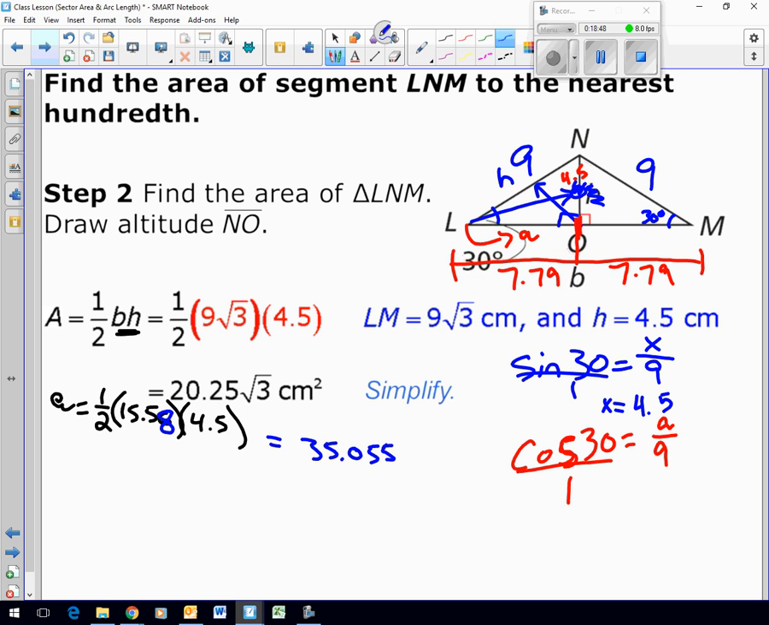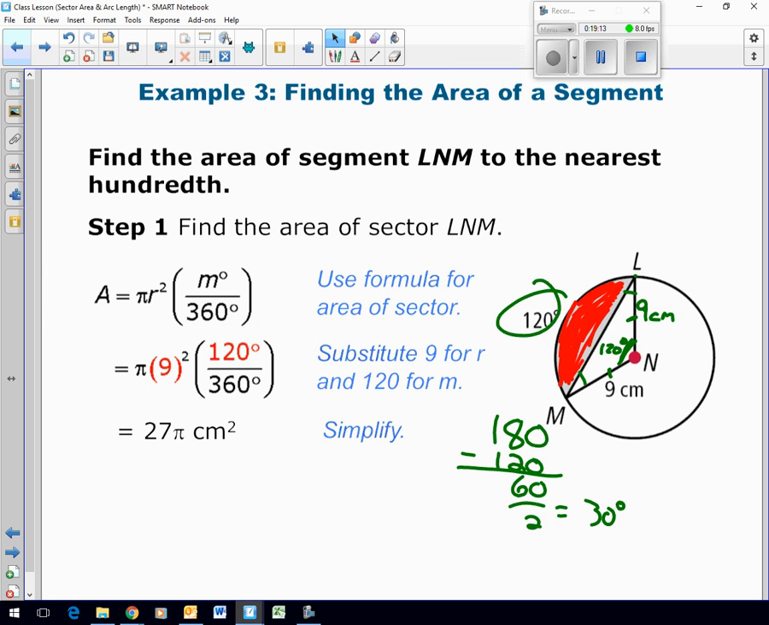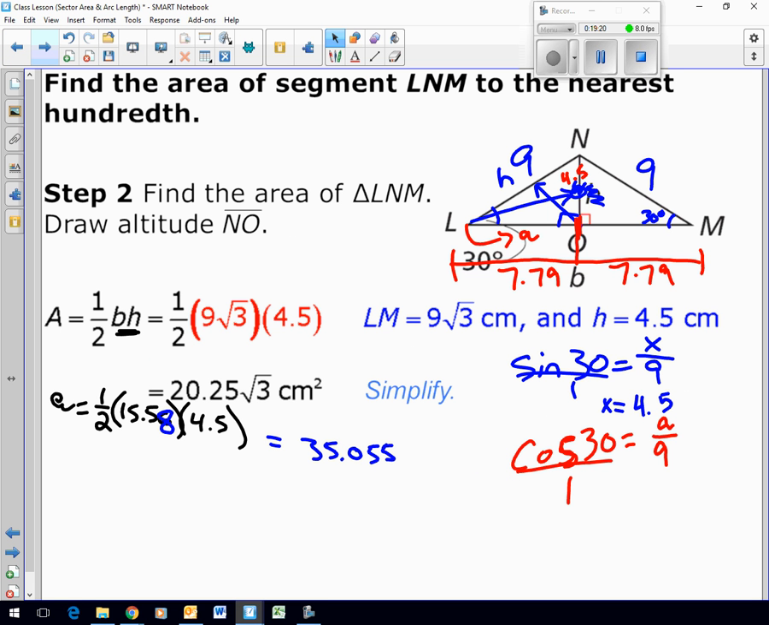Right there? Yes. Okay. Somebody type in 20.25 times the square root of 3. See how close you get to this. That is 35.07. It's pretty close, right? Okay. What you would do, guys, is you would take 27 pi. Remember this answer, right? 27 times pi. You could convert that to a decimal if you wanted to. Subtract out 35.05. Get your answer.